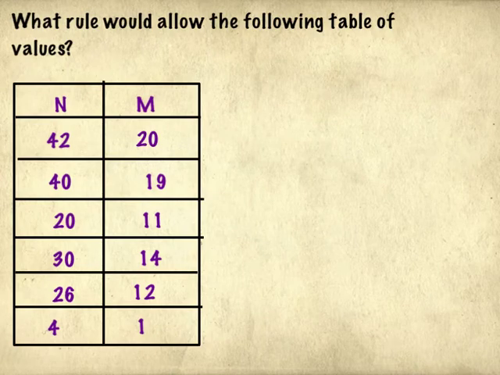So here's one for you to try on your own. We have N and M, we have our numbers, and we're looking for a rule that would allow this table of values. It's a little harder because there's no 0. There's a 1, and sometimes that's a good place to start. So pause the video here, try to figure out the rule for the table of values, and when you come back, I'll have the answer for you.